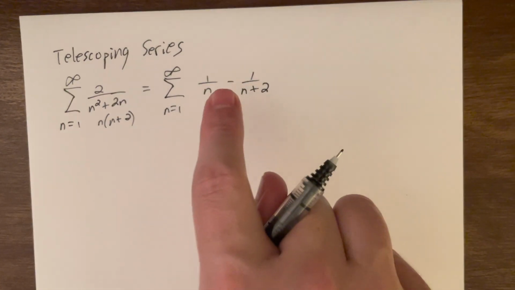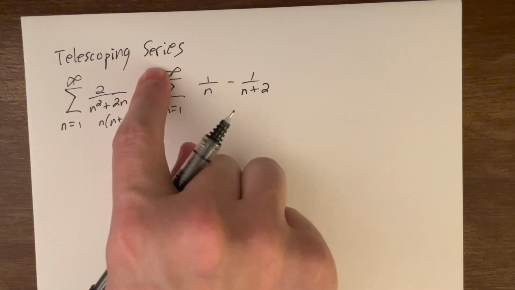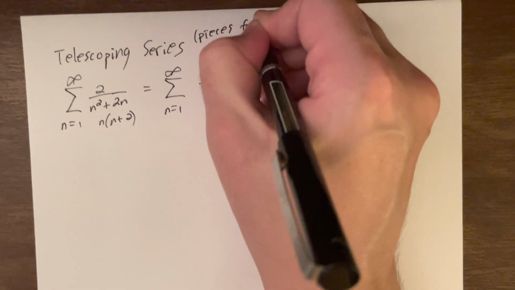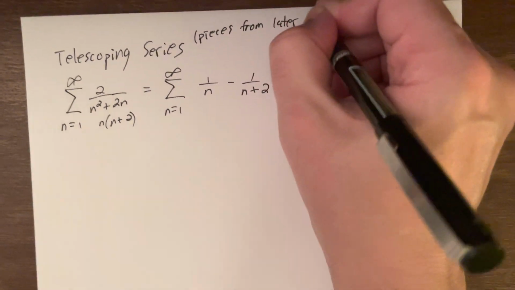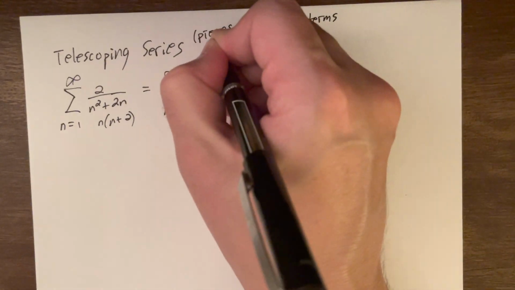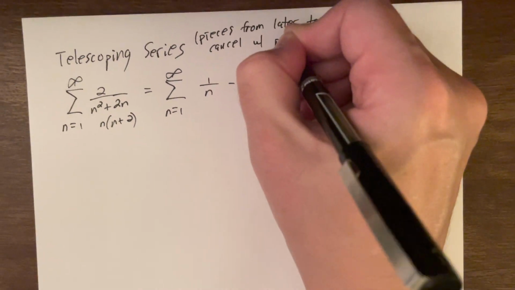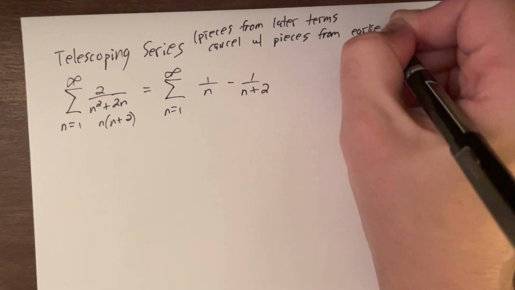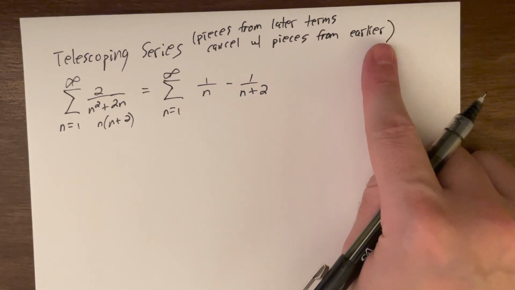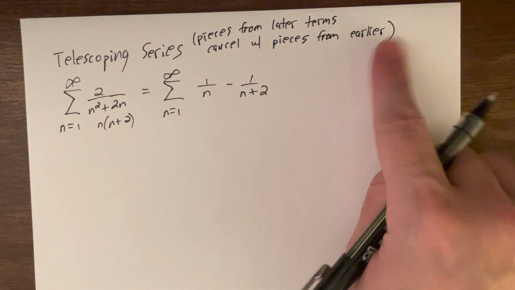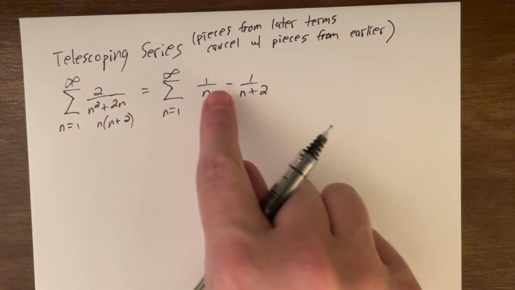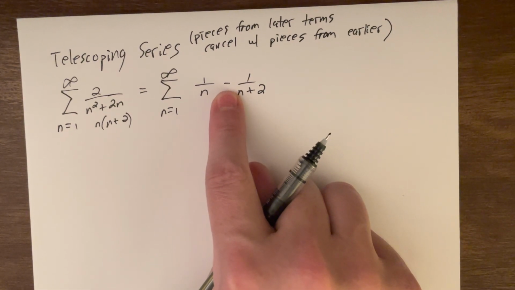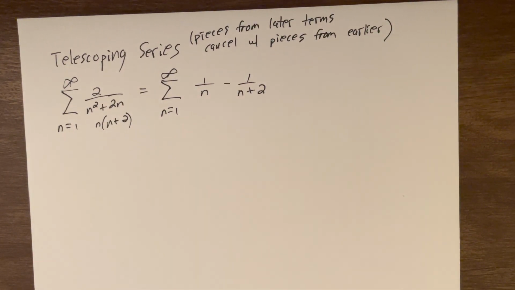This is the key to telescoping. The idea of telescoping series will be pieces from later terms cancel with pieces from earlier terms. So that's my little hint. That's not a formal definition, but now that we've got this set up, that's hopefully what's connecting it. That we see that subtraction, and subtraction will be the key to things eventually canceling.